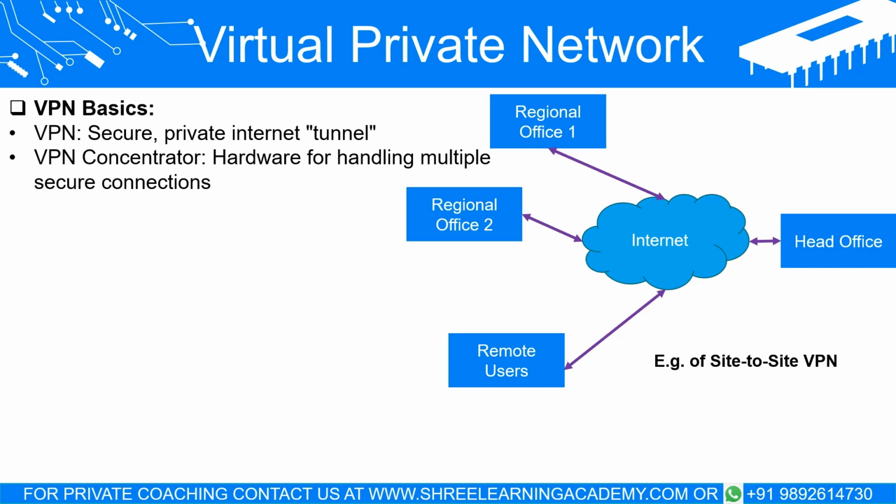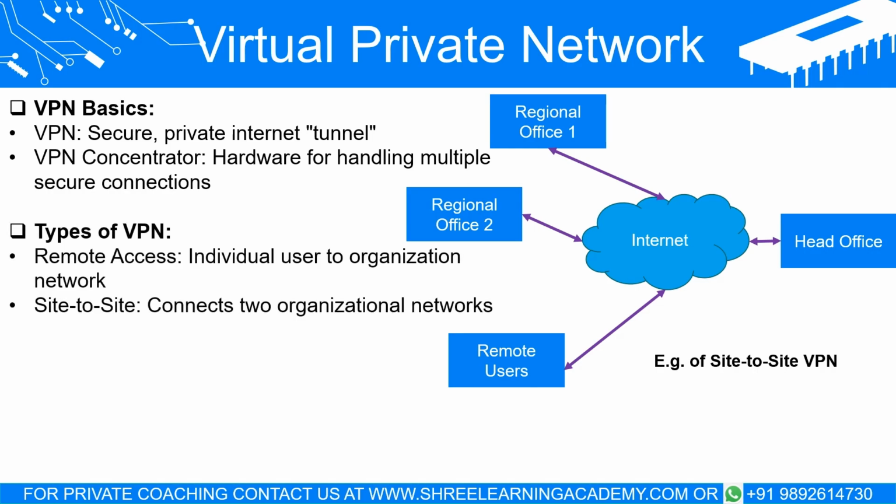VPN concentrator, the traffic controller. Think of the VPN concentrator like the main control center for a toll highway. It's a piece of hardware that helps many cars, in our case, data connections, to get into the right lanes, that is, secure tunnels, at the same time. So, if an organization has many employees who need to use the VPN, the concentrator makes sure everyone can do so securely and efficiently.